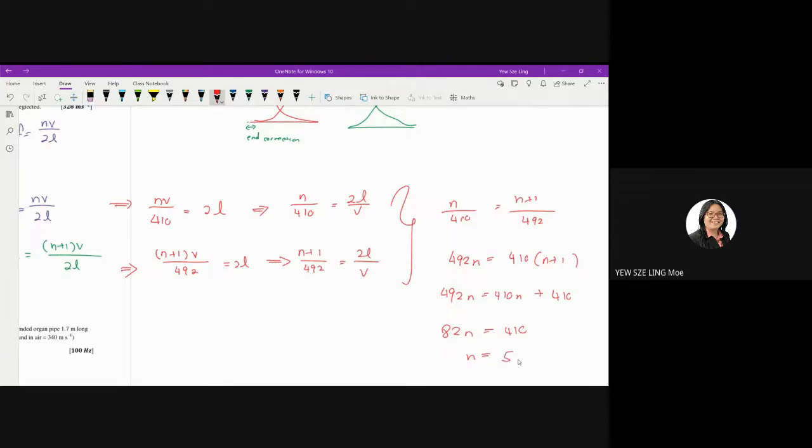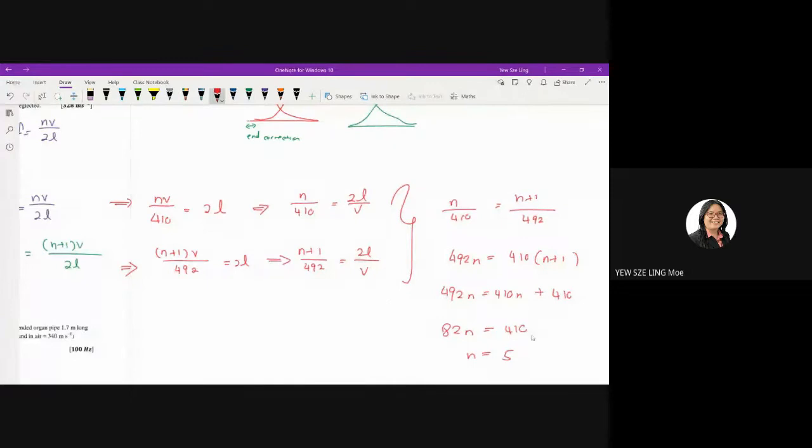Now that I have N equals 5, I can just plug into any of the equations to determine the value of V. So now I have N equals 5, so you can just substitute into any of the equations to find out the value of V. Okay, so let's see. I'm going to plug it into the first equation.